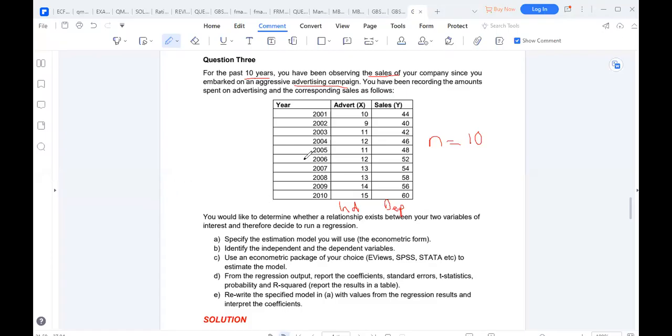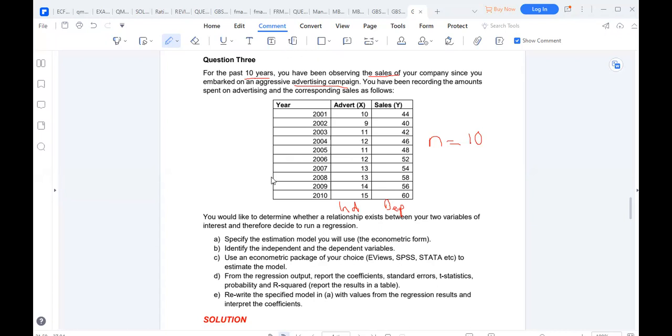So regression analysis looks at how two variables relate to each other. That's why we call it linear regression. So under linear regression, you need to understand which one is your dependent variable and which one is your independent variable. Your dependent variable is your result. Your independent variable is your input.